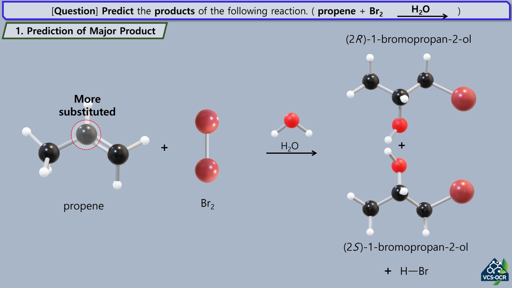For example, propene reacting with Br2 and H2O yields 1-bromopropan-2-ol as the major product. This product is a racemic mixture due to water attacking the bromonium ion from both faces. A minor pathway can lead to vicinal dibromides if further bromination occurs, or if the solvent is limited.